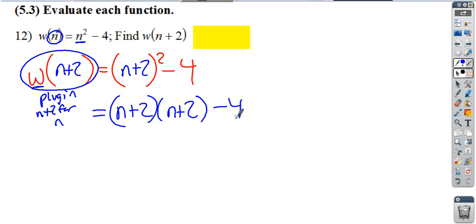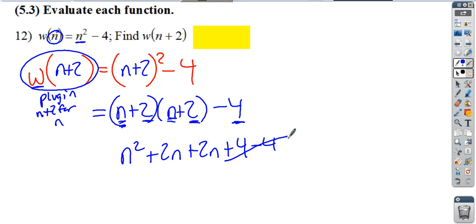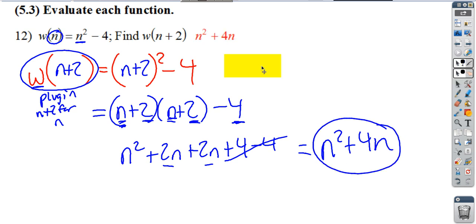Okay, now squaring this means we FOIL it, so n times n is n squared. Outer terms is n times 2, which is 2n. Inner terms is 2 times n, which is also 2n. 2 times 2 is the last terms, that's 4, and we still have this minus 4 here. So 4 minus 4, those cancel, and 2n plus 2n is 4n, and so the final simplified version will be this right here. Let's just check to see if we got it, and that's right.